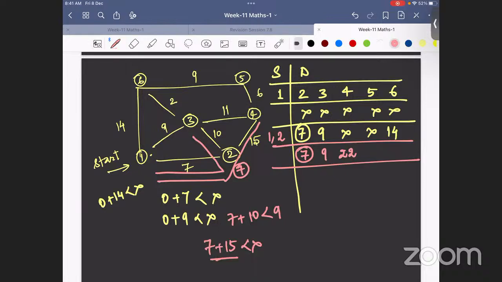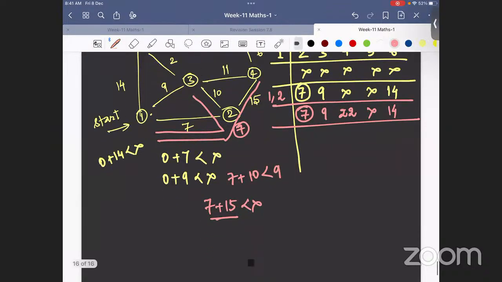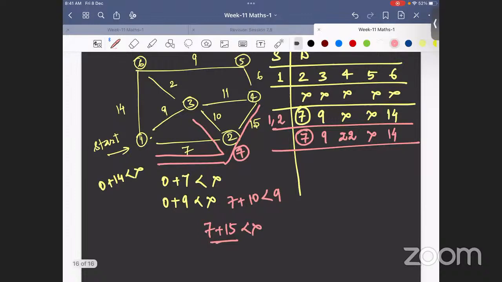Can you reach 5 with the help of 1 and 2? Now also you can't reach it, so you'll put it infinite. Can you reach 6 with the help of 1 and 2? Now also you can't, you can reach it directly with 14. So now you have to check which is the minimum value now. So you have taken out the 2 already. So now the 3 is the minimum, right? So you can reach out 3.